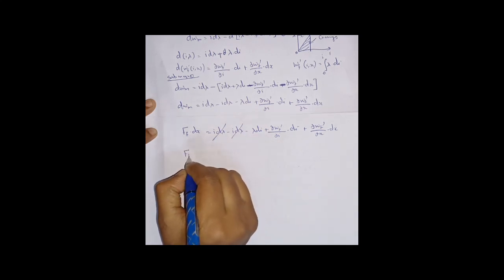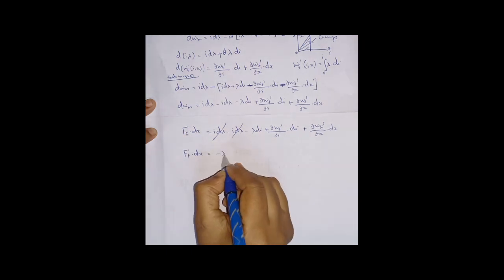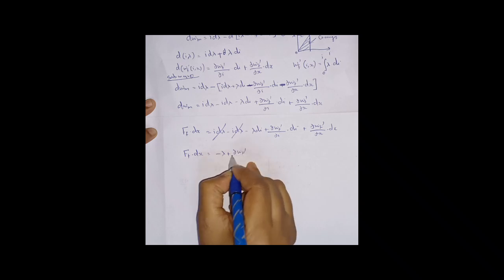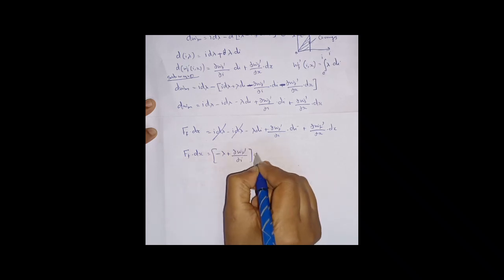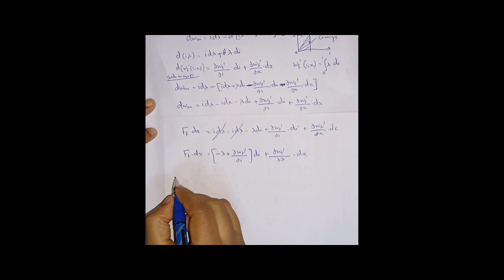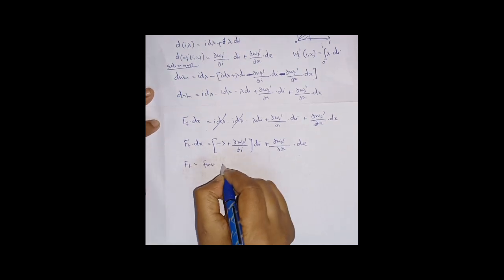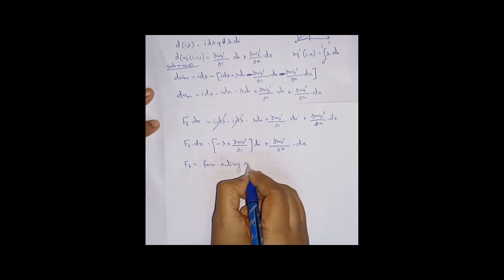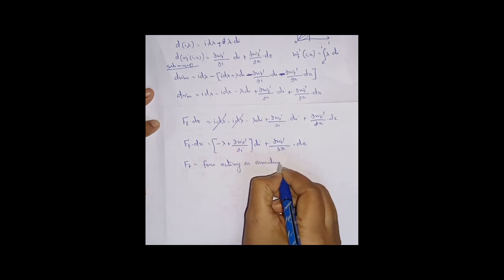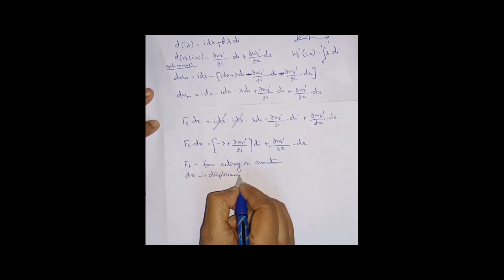Then whatever the thing we have, just write as it is. So minus lambda plus ∂Wf'/∂i di plus ∂Wf'/∂x dx. Okay, so Ff is nothing but the force acting on the armature, and dx is the displacement due to the force, displacement of armature, correct?